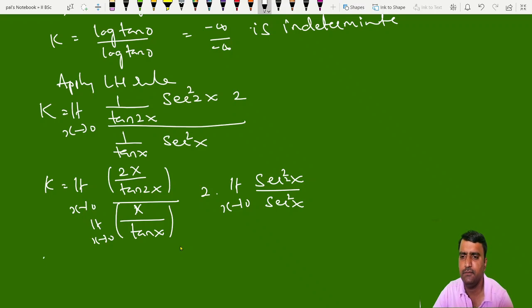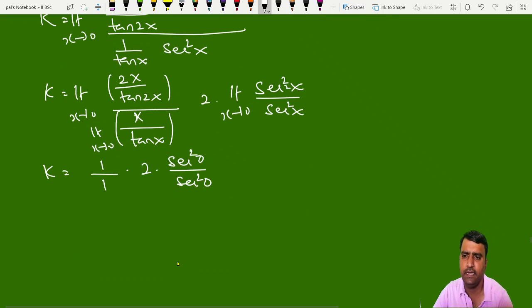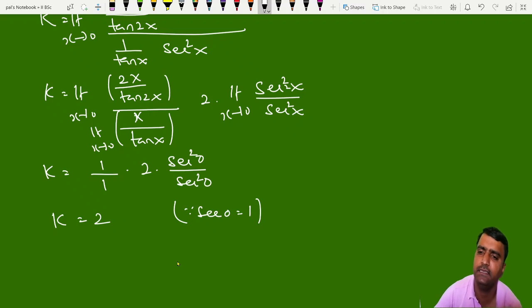Yes, now we have k is equal to, you know that limit of theta by tan theta, theta tends to 0, is equal to 1. So its value is 1, and it is 1 into 2 into secant square 0 by secant square 0. Secant 0 is 1. So this is 1 by 1. Secant 0 value is 1. So like this we can evaluate this one. K is equal to 2.